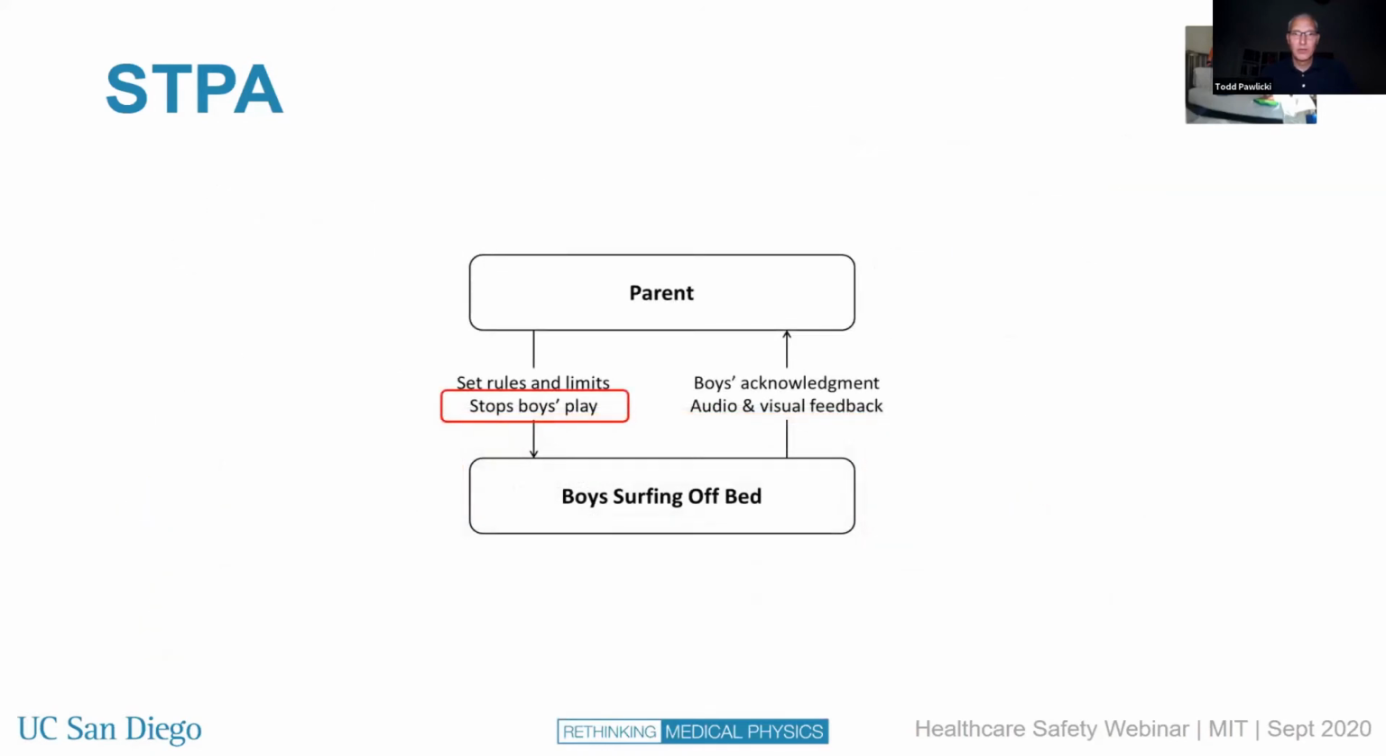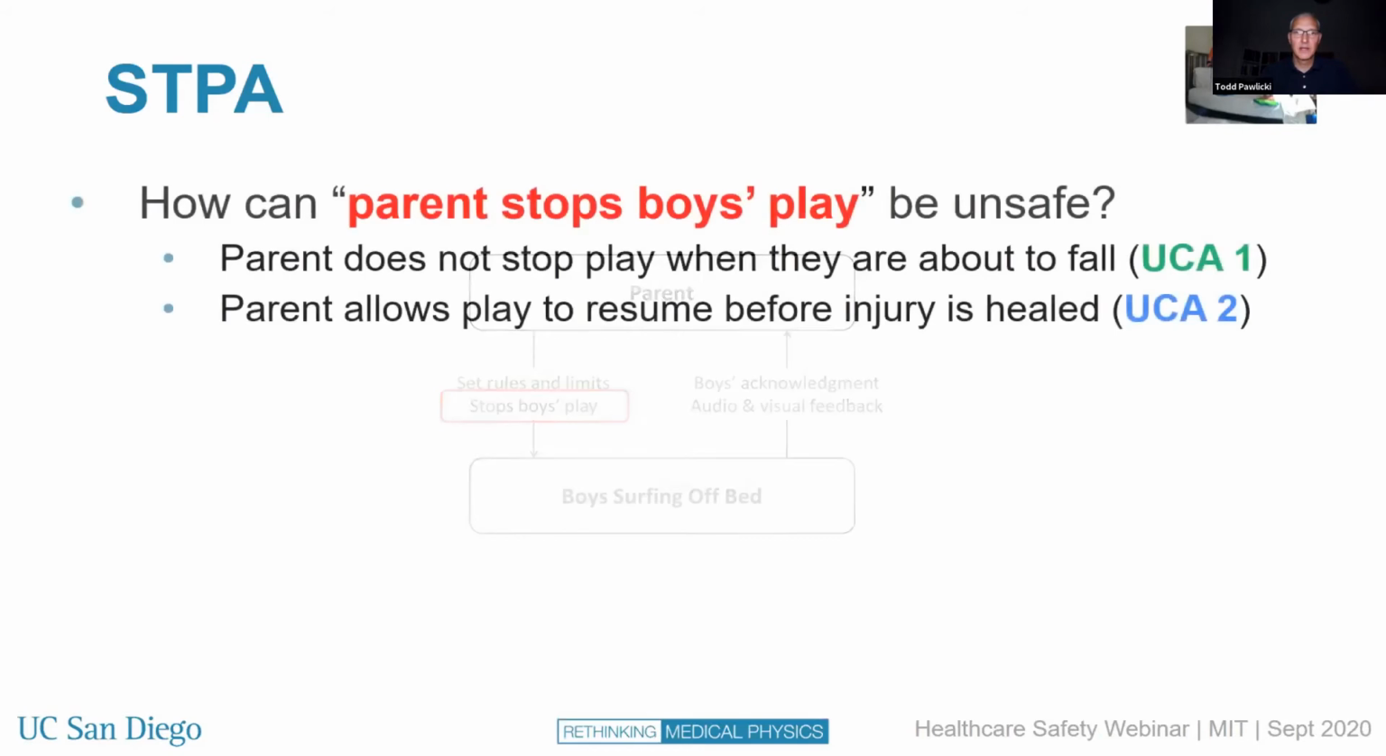And so just a reminder, we're looking at the parent control loop, and we're specifically looking at the control action of stopping the boy's play if it gets out of hand. So how can the parent stopping the boy's play be unsafe? How can that control action be unsafe? So here are 2 examples. One is the parent does not stop play when the boys are about to fall. Another is the parent allows the play to resume before a boy's injury is healed.